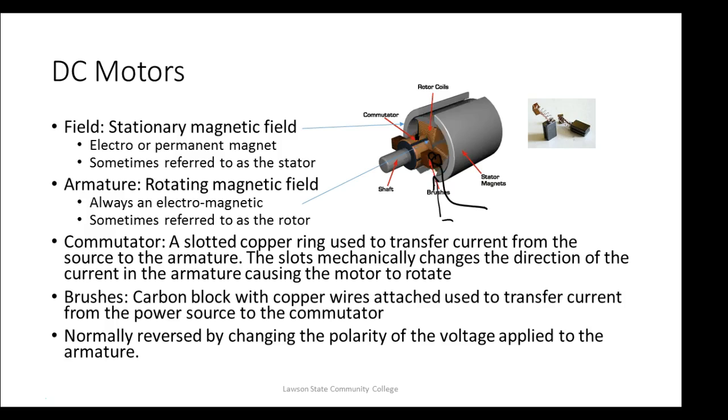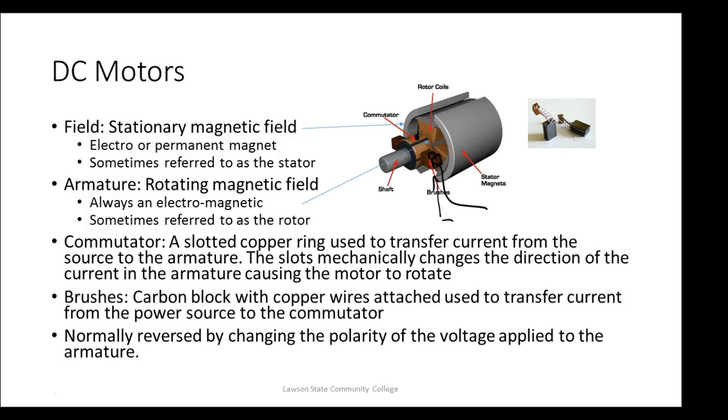The commutator is a slotted copper ring used to transfer current from the source to the armature. The slots mechanically change the direction of the current in the armature, causing the motor to rotate in a certain direction. So if we change the polarity going to the armature, the motor will reverse. So they're very easy to reverse.